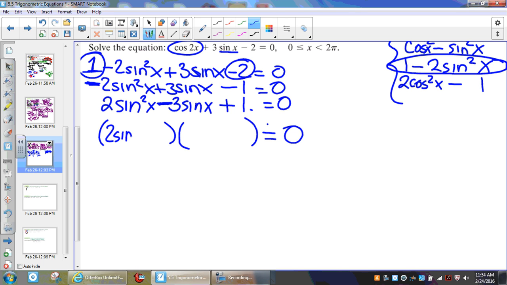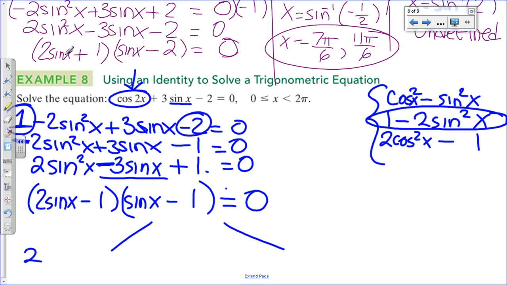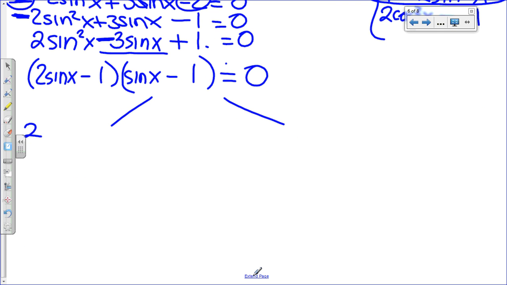So 2 sine x, and then we have minus, right? And factors of 1 are just 1 and 1. And yes, of course that will work. 2 sine x minus 1, sine x minus 1. That works. Okay, so I'm going to finish this problem really fast, and then we will stop here. So I'm going to take each factor and equal it to 0.